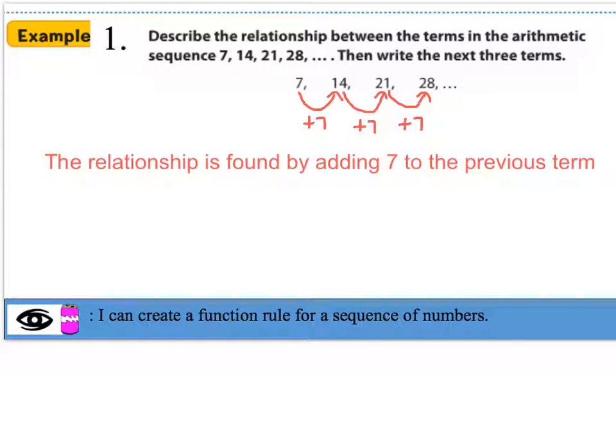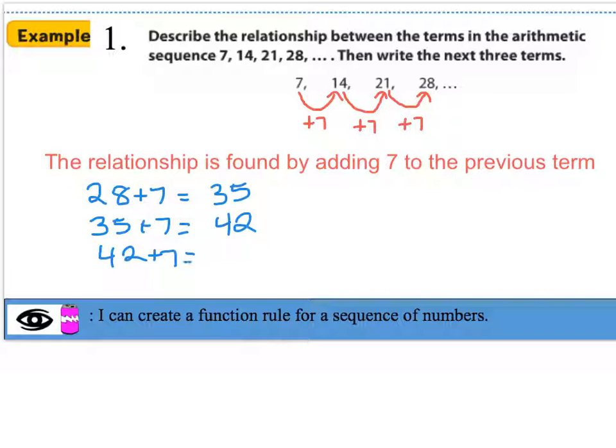Or I could say the relationship is found by adding 7 to the previous term. So let's figure out what the next 3 terms are in this sequence. If I take the last term, which was 28, and add 7, I get 35. If I take 35 and add 7, my next term would be 42. And if I take 42 and add 7 to that, it would be 49. So 35, 42, and 49 are the next 3 numbers in this sequence.